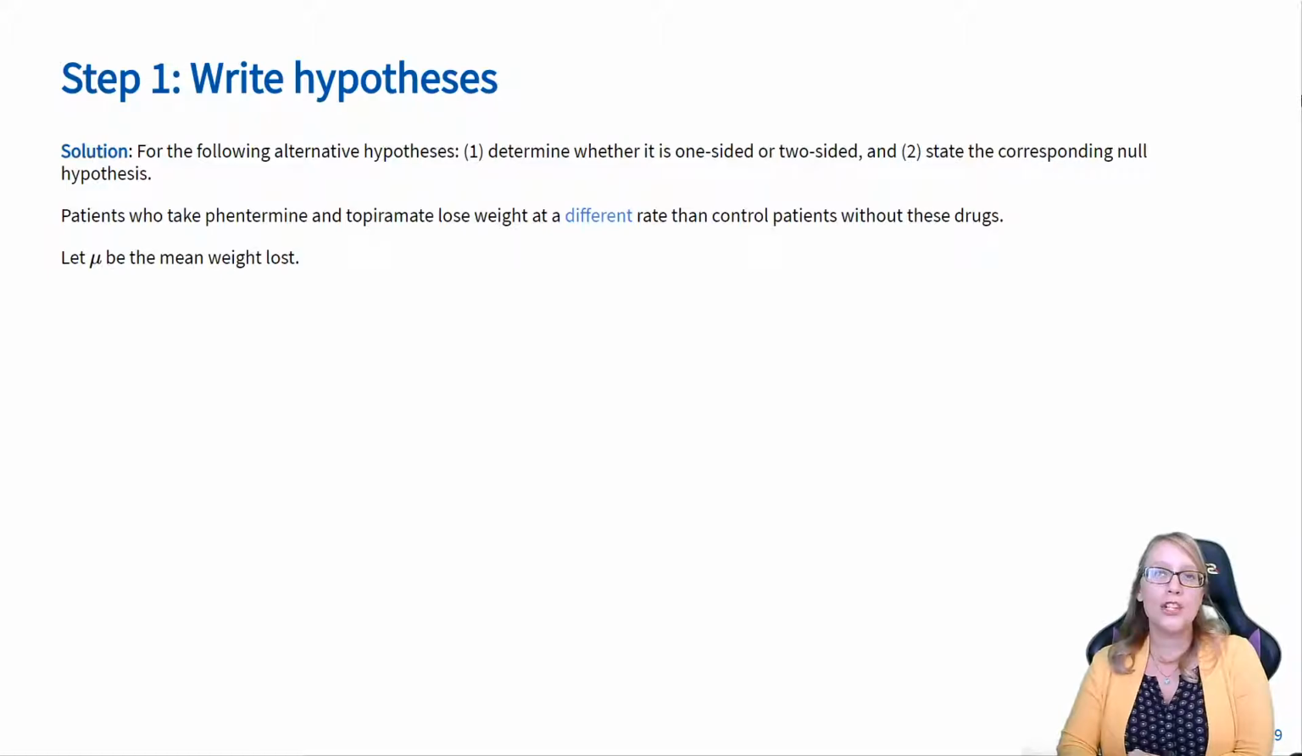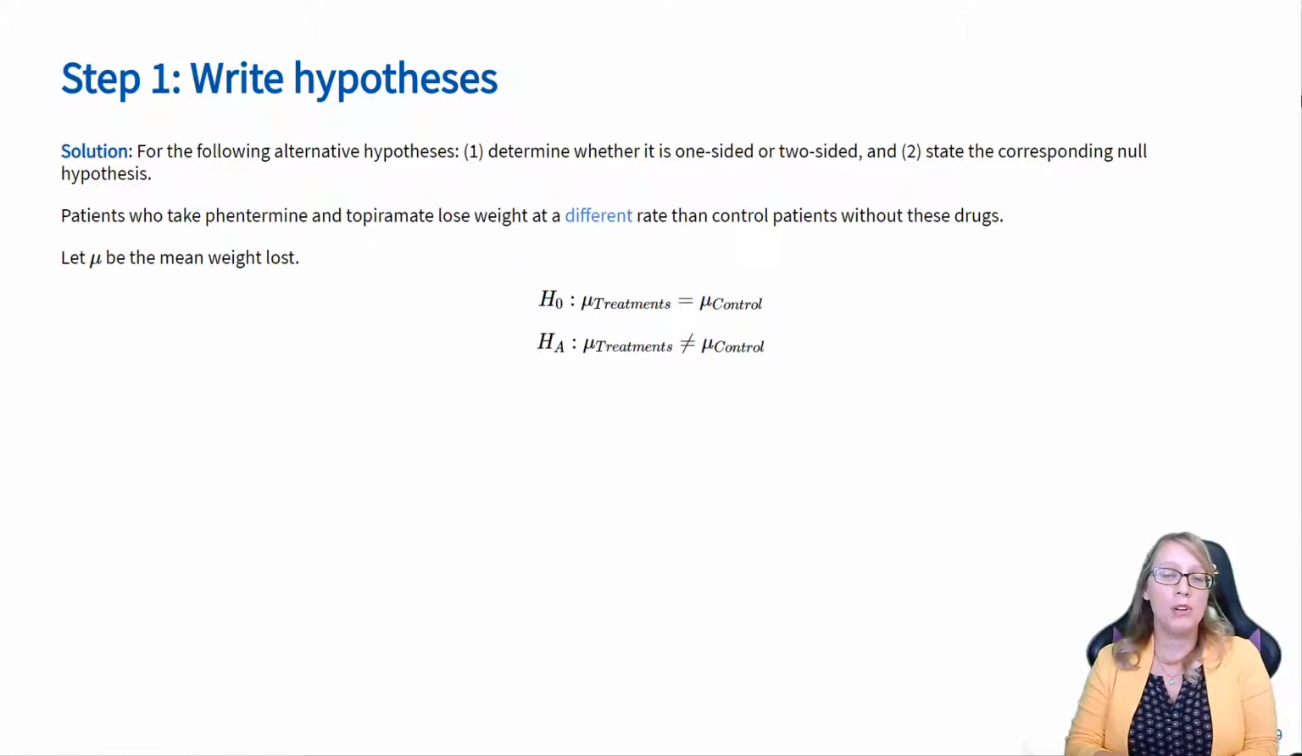Let's look at research question number 1. Patients who take phentermine and topiramate lose weight at a different rate than control patients without these drugs. So we are looking at weight loss. Weight loss is a numerical value, so we'll be interested in a population mean, mu here. I'll let mu be the mean weight lost. We're interested in whether or not there is a difference. We care if they lose weight faster. We also care if they lose weight slower. So this is what we would call a two-sided alternative hypothesis.